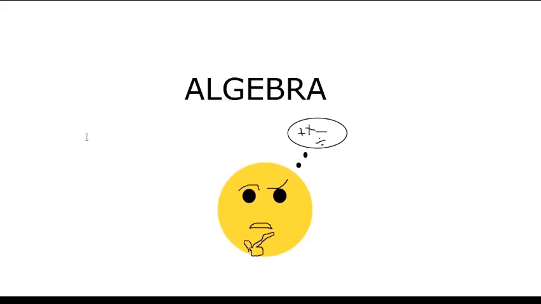So let's get started. Today's math lesson is algebra. You might think that this is so confusing, but hold up, it's not confusing. It's the easiest lesson in the whole math book. So let's get started. First, let's learn something basic about algebra.